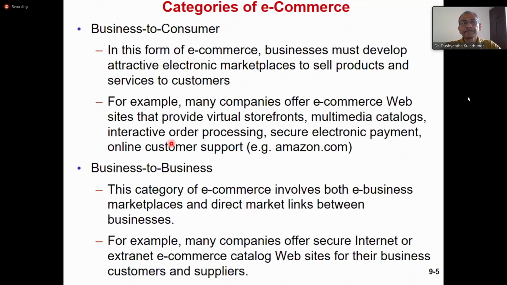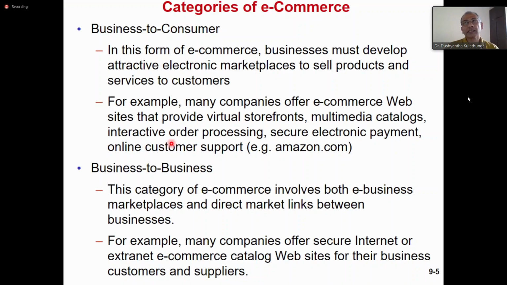Now, these are the most prominent or most used electronic commerce categories that are available. But these are not the only categories available. There are certain other categories available as well. But we are not going to highlight them in this particular course, and those other categories are out of the scope for this course. But please remember that there are some other categories available.